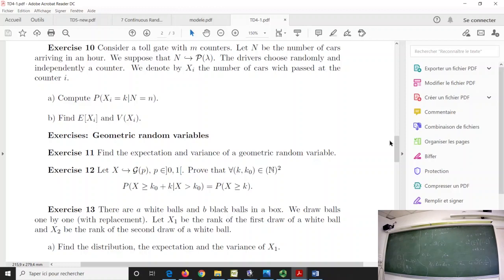So, if you have understood this, it's finished. So the only question, in fact, is have you understood this one? That is, have you understood how to count cars? Concretely. Questions? Questions? No?